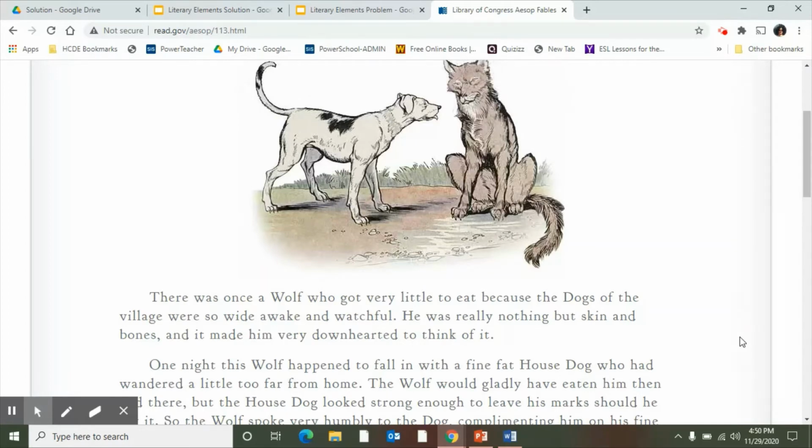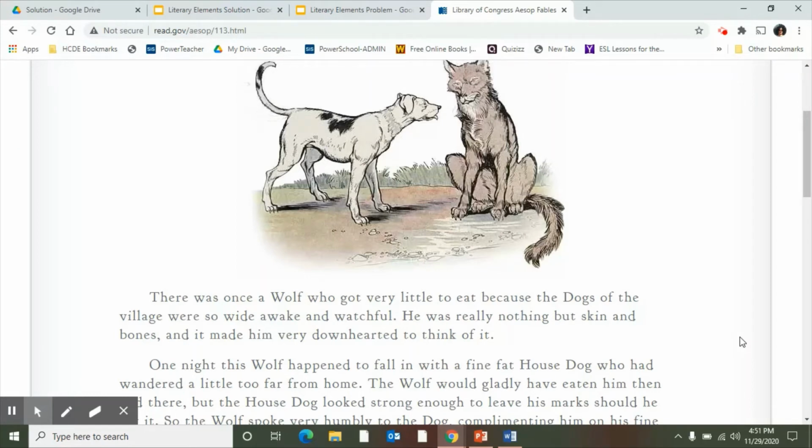Okay, so now we need to remember that in order for us to identify the problem, which is what we are working on today, we first need to identify the characters, which we already did. So who is in the story? In the story we have the dog and the wolf. So those are the two characters of the story.